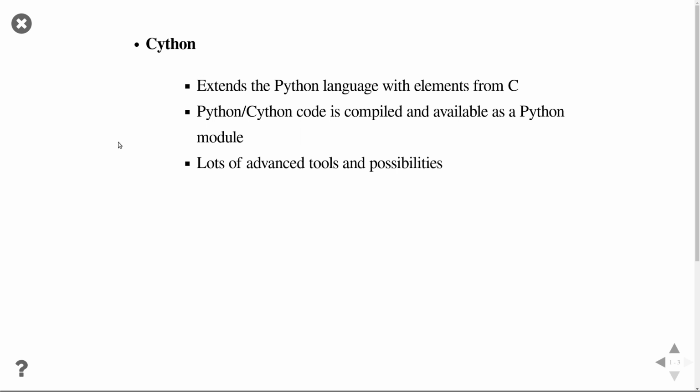The trick here is that by providing all this information, Cython can compile the program and automatically make it available as a Python module. So Cython code needs to be compiled, and by compiling it, it can make use of all the type information, and still you will be able to use it just as a normal Python module. And Cython has a lot of advanced tools and possibilities beyond that basic usage.